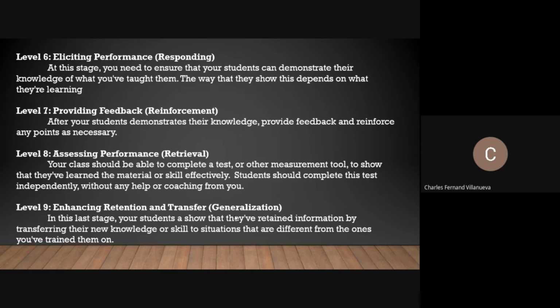Level 9, enhancing retention and transfer or generalization. In this stage, once we the teachers have assessed the above steps' effectiveness, it is time to build upon them to increase retention and transfer. Retention implies the student's ability to internalize and remember what they learned, whereas transfer describes the capacity to apply the knowledge and skills in the real world. Both are readily enhanced through an abundance of practice, though to the greatest extent possible, such practice should be creative and not merely rote repetition, which tends to bore learners.